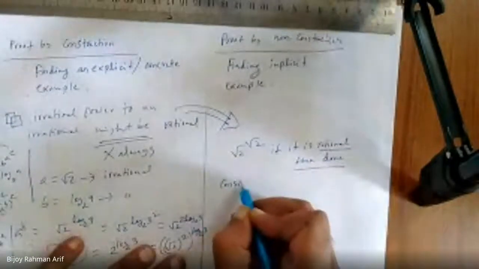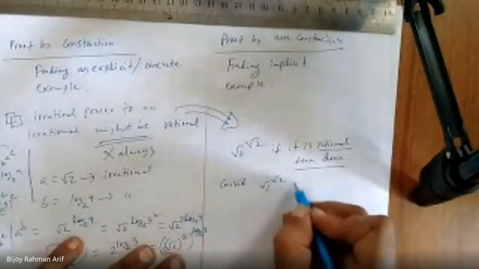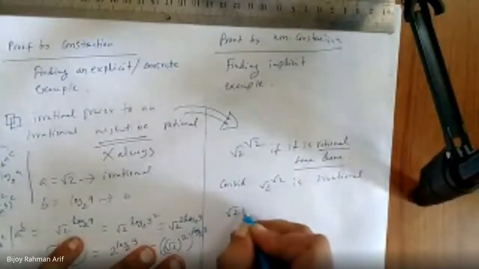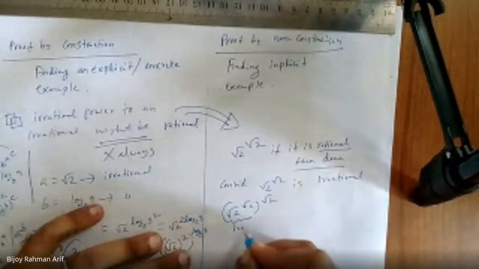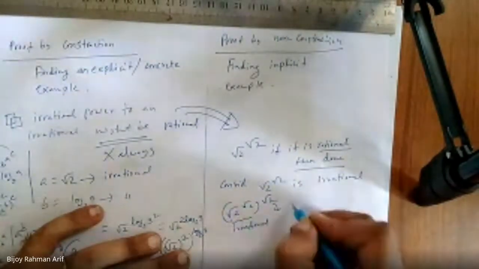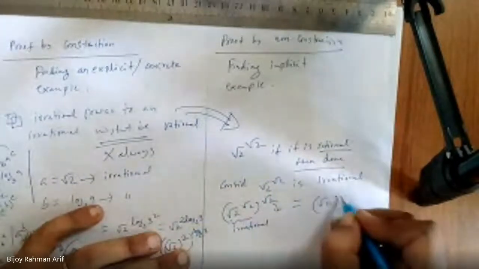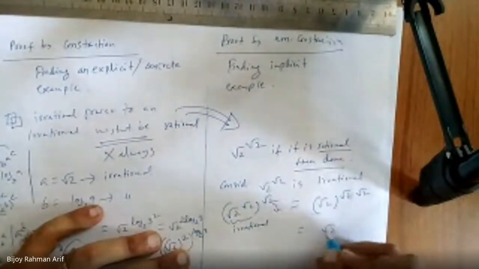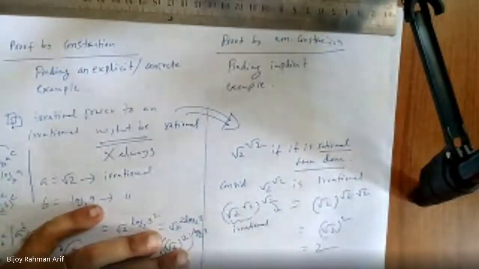So let's consider root 2 to the power root 2 is irrational. Okay, then take again root 2 to the power root 2, so it is irrational, and it is also irrational. So what is this? Root 2 into root 2, which is nothing but root 2 whole square, which is nothing but 2. So we are done.